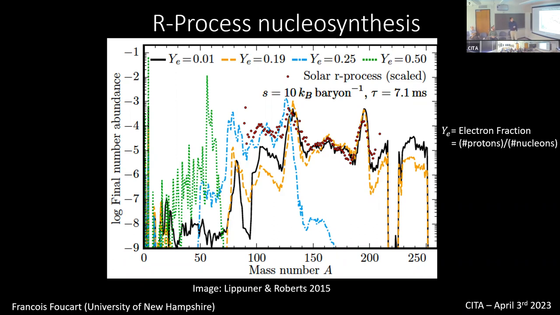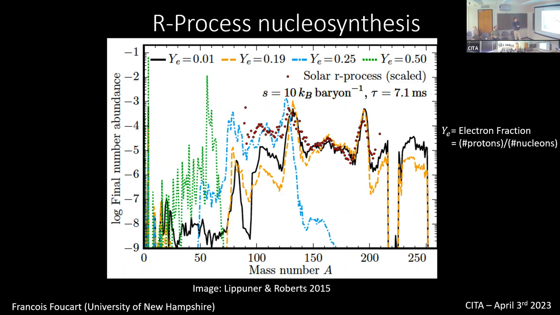The parameter that we use to parameterize the composition of the matter in neutron star mergers is typically the electron fraction, which is the fraction of either electrons or protons to the total number of nucleons, neutrons and protons. You can also see it as the proton fraction effectively. In a neutron star, this is less than 10%. It's very neutron rich.